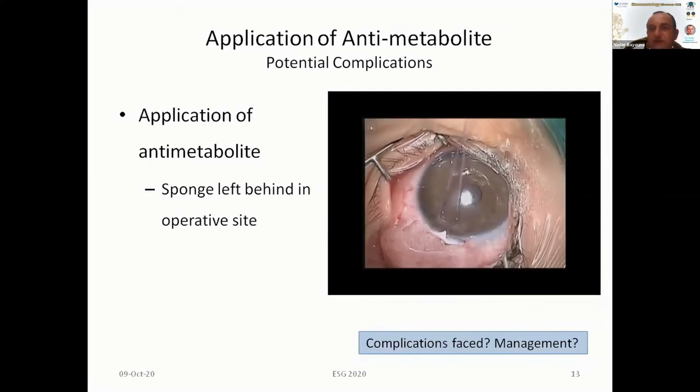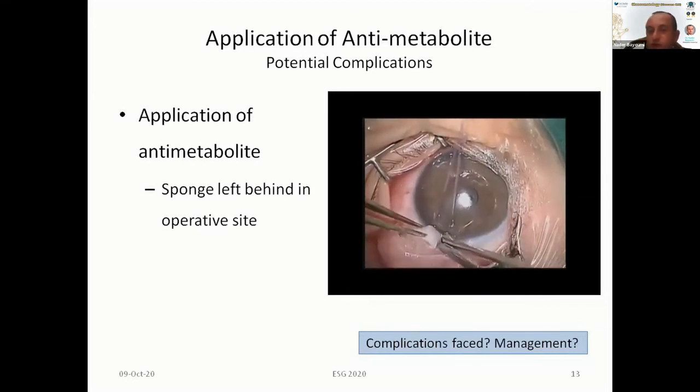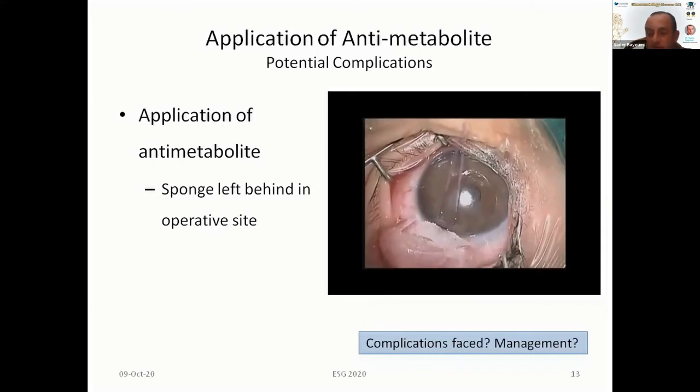Obviously, the surgeon and the assistant have lost count in this case, and while they're trying to extract the sponges, there will be one left behind. So, for the sake of your time, I'm going to skip this, but take my word, they're going to forget one of the sponges behind inside this operative site.